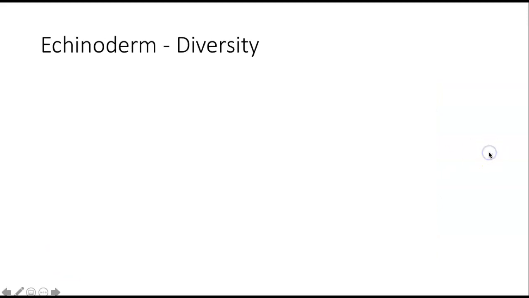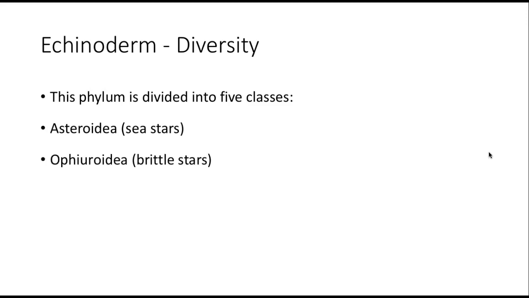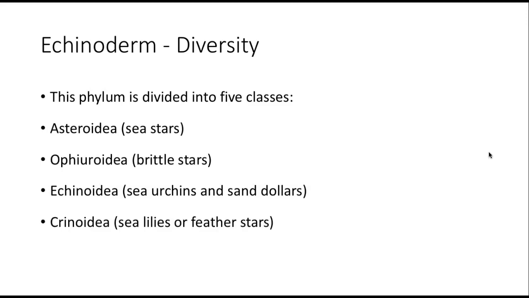So that's very interesting. Their diversity is divided into 5 classes: the Asteroidea, which are the sea stars; the Ophiuroidea, which are the brittle stars; the Echinoidea, the sea urchins and sand dollars; the Crinoidea, the sea lilies or feather stars; and the Holothuroidea, the sea cucumbers. Let's talk about all of those individually.